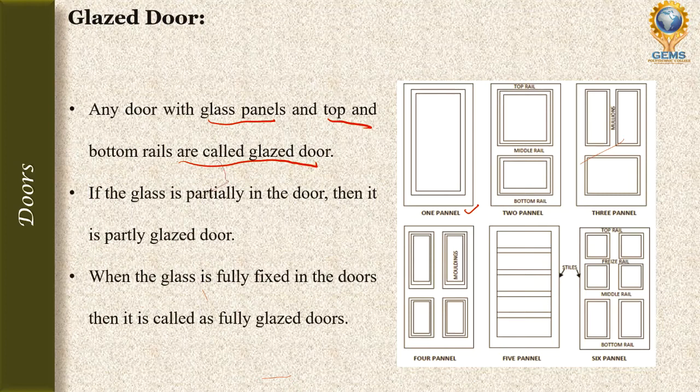If the glass is partial in the door, then we will call it a partially glazed door. So we will have wood here, so this is wood and this is the glass. So we will call it a partially glazed door. If your full door is glass only, then we will call it a fully glazed door. It is provided in doctors' cabins, hospitals, offices, some interior rooms, or any higher officials' rooms. They will give the glazed doors.